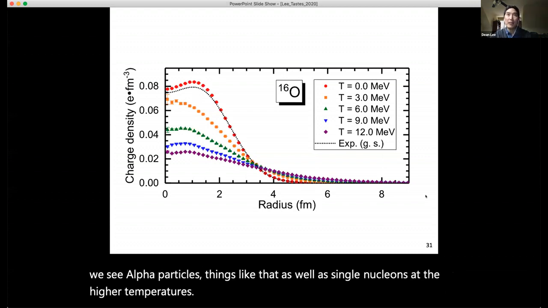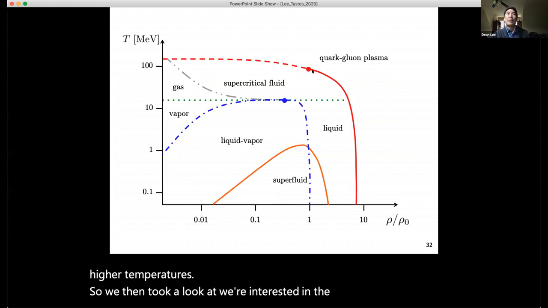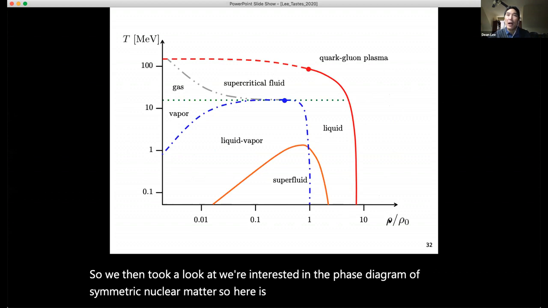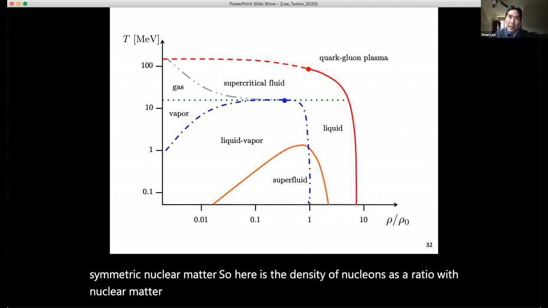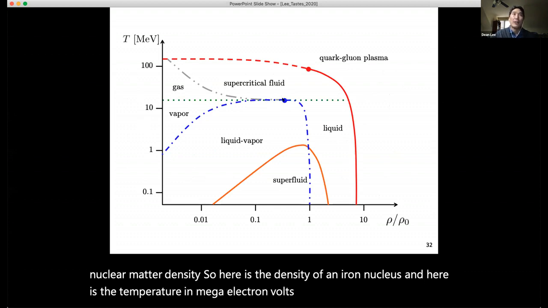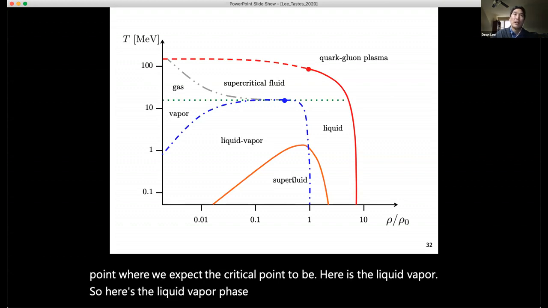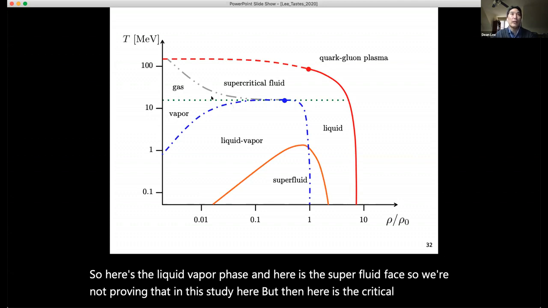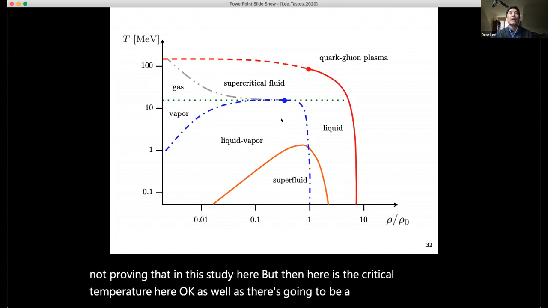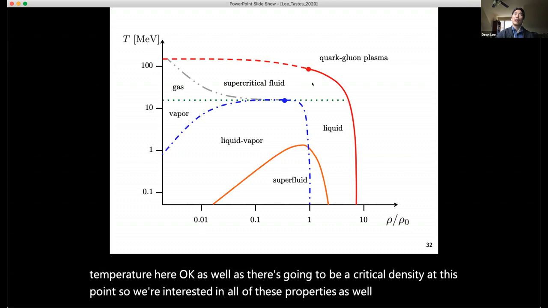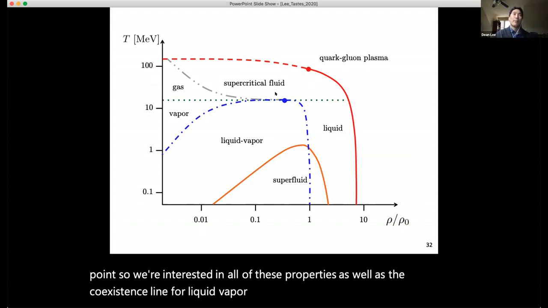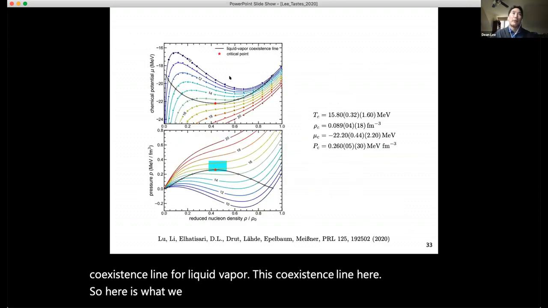Okay, so we then took a look at, we're interested in the phase diagram of symmetric nuclear matter. Here is the density of nucleons as a ratio with nuclear matter density. Here is the density of an iron nucleus. And here is the temperature in megaelectron volts. And here is where we expect the critical point to be. And here's the liquid vapor phase, and here's the superfluid phase. We're not probing that in this study here. But then here's the critical temperature, as well as there's going to be a critical density at this point. So we're interested in all of these properties, as well as the coexistence line for liquid vapor. This coexistence line here. Okay. So here is what we found from the first principles calculations.